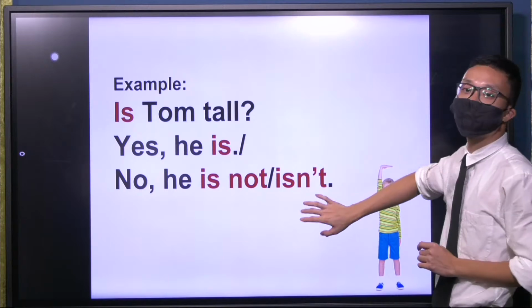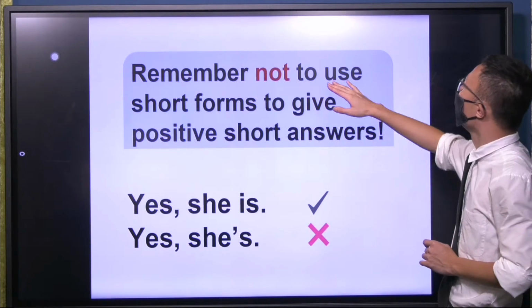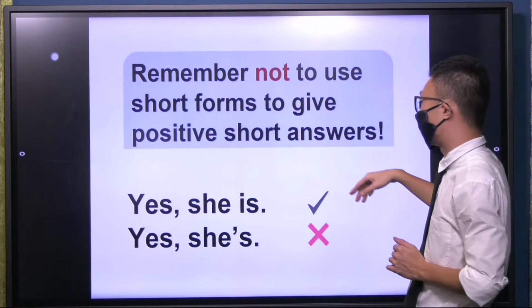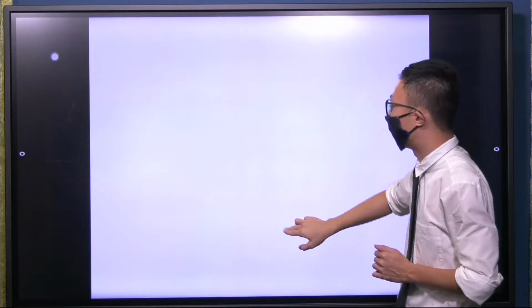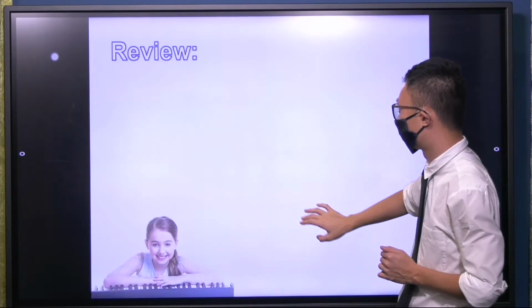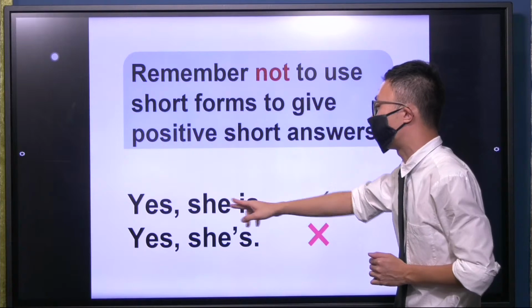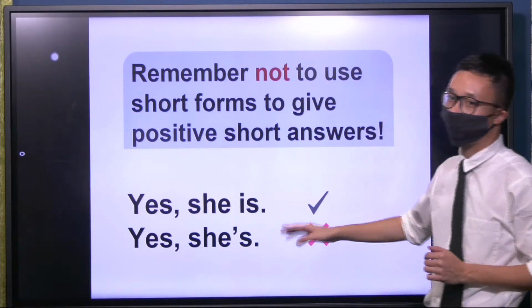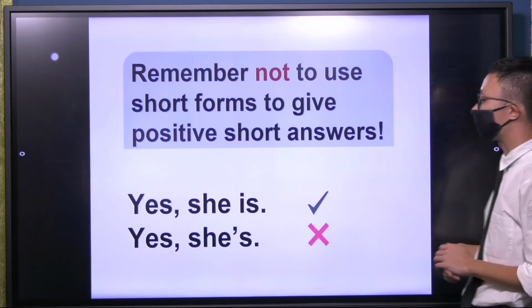You should know all this by heart from your primary school. So remember not to use the short form to give a positive short answer. Yes, she's. This one is not acceptable. When you say yes, she is, you can't say she and put an apostrophe s. This is not available in this sort of answer, alright?